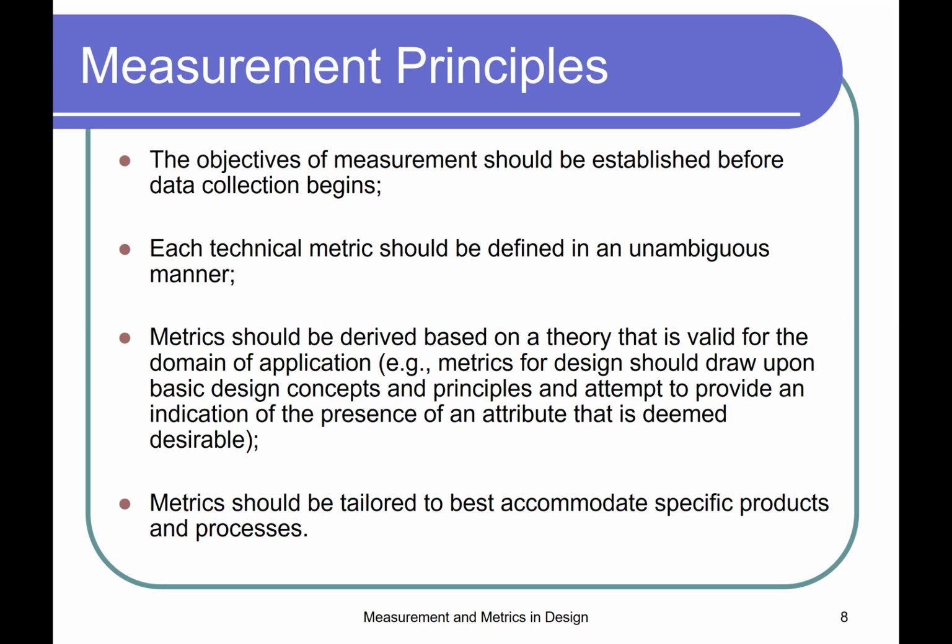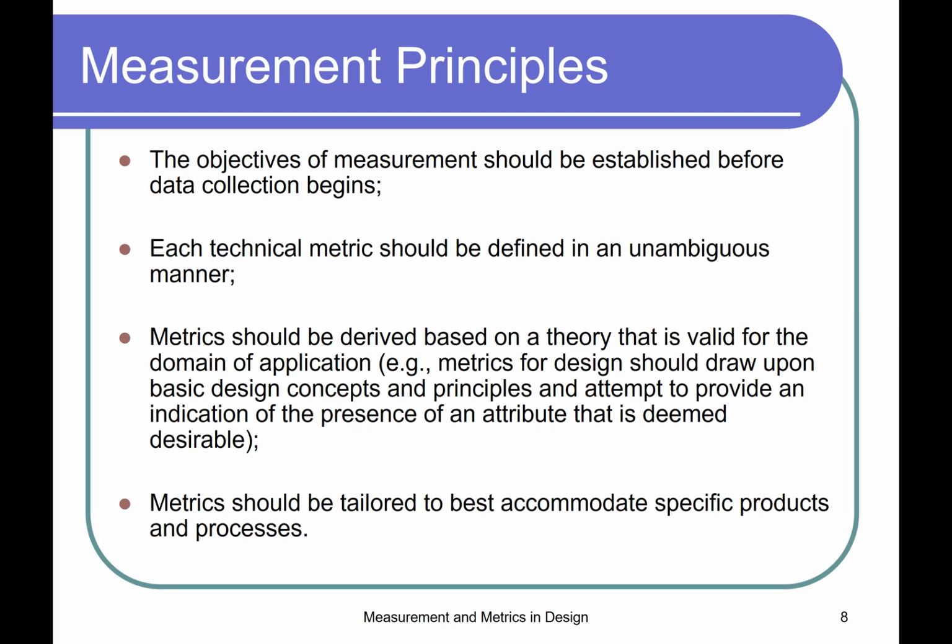Each technical metric should be defined in an unambiguous manner. So, things like temperature or GPA, or the A grade or B grade. We have percentages: 95 to 100, that's an A; 90 to 94, that's an A minus.